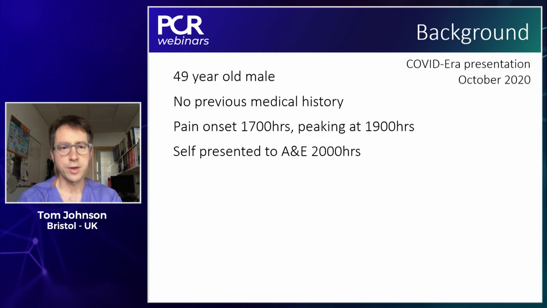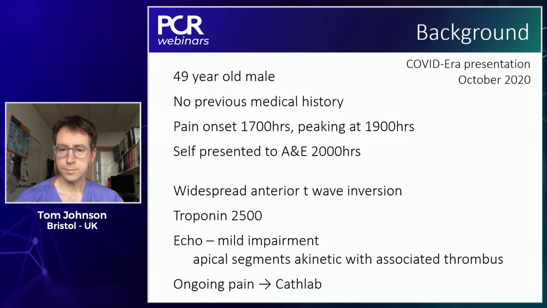Pain onset was at 5 o'clock in the evening, with pain peaking around 7, and he presented on his own to our accident and emergency department an hour later. Concerningly, at that time he demonstrated a lot of high-risk features. There were T-wave changes on the ECG across the anterior territory and a markedly elevated troponin, which we got back very quickly. And the echocardiogram done in the ED demonstrated, most concerningly, thrombus within the apex of the left ventricle and akinesia of those distal segments.